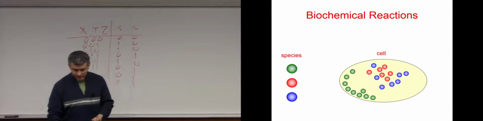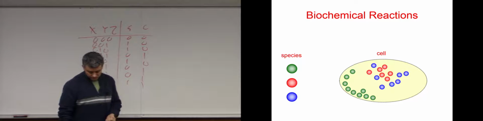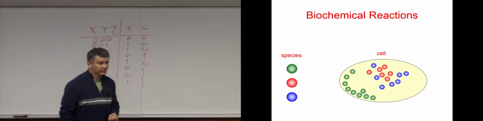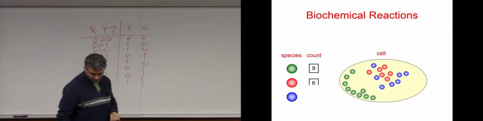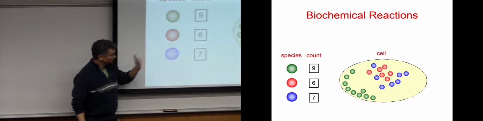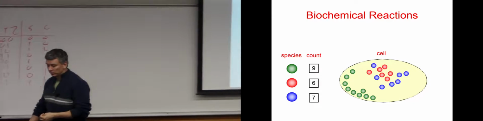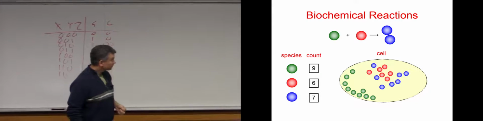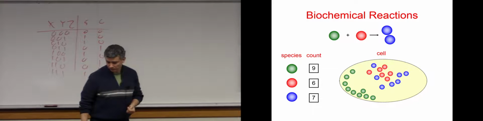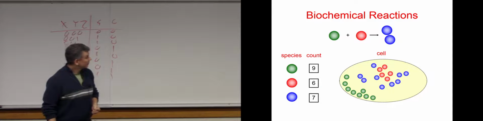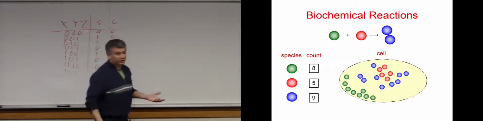So here's a naive view of how chemical reactions within the confines of a cell or a test tube behave like a finite state machine. Suppose that we had 9 molecules of green, 6 of red, and 7 of blue. And we have a given rule. That rule is that 1 of green combines with 1 of red to produce 2 of blue. Well, when this rule fires, we have 1 less of green, 1 less of red, and 2 more of blue. So we have an instantaneous state change.